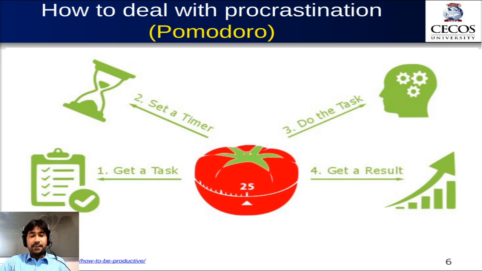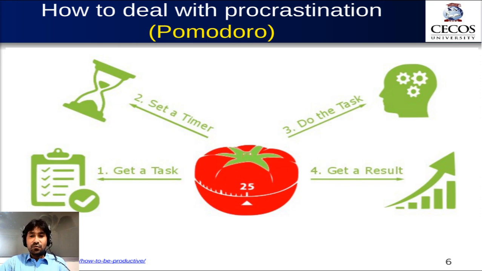So the question is how we can control procrastination. There is a simple and handy tool. This is called Pomodoro. Pomodoro is an Italian word for tomato. The shape is like a tomato, so that is why it is called Pomodoro. It is actually a timer. You use it, and it is very effective for effective learning.